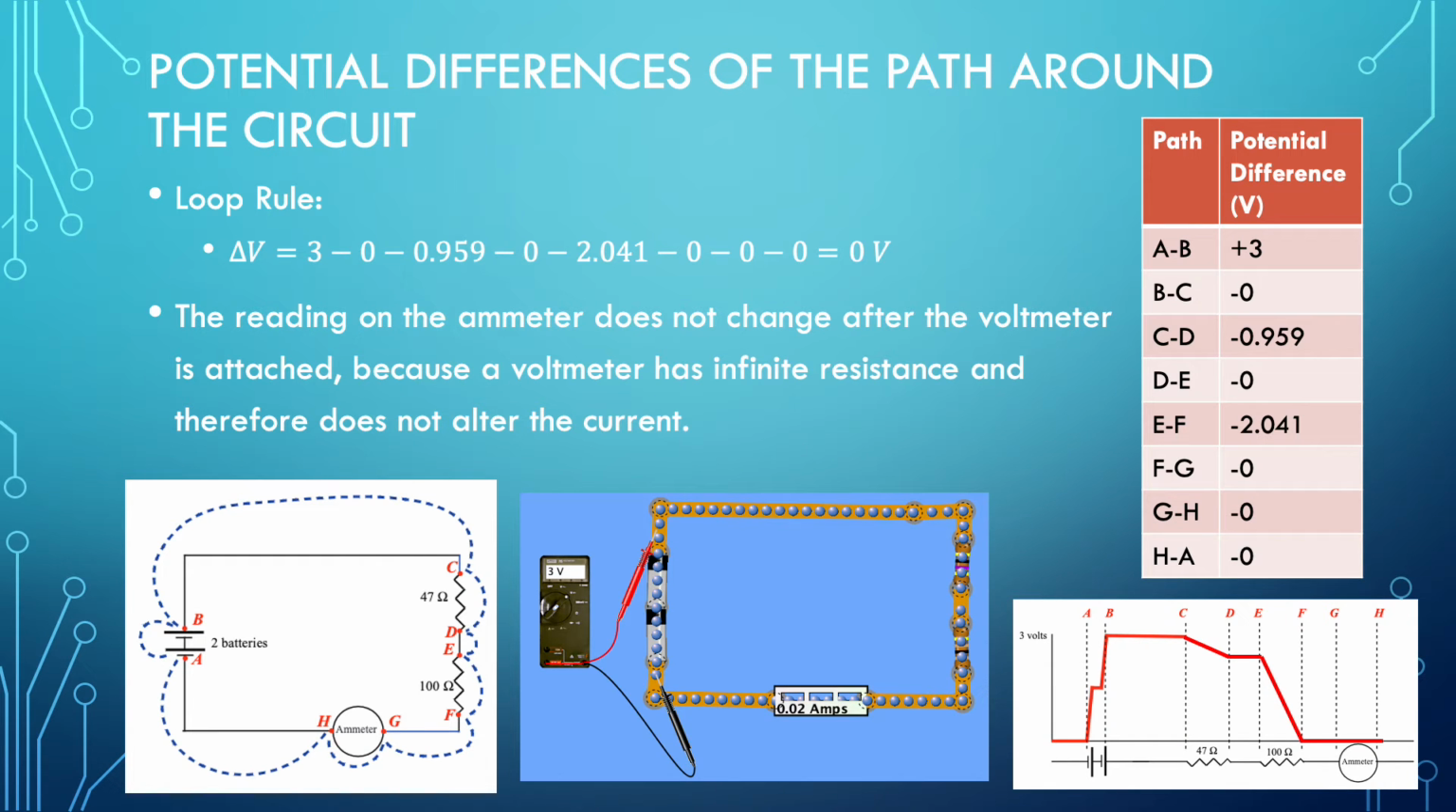Next, I utilized a voltmeter to measure the potential differences around the circuit according to the schematic shown in the bottom left of the slide. I utilized the loop rule to verify that the sum of the potential differences around the circuit was zero. Here, it's important to note that the ammeter reading doesn't change when the voltmeter is attached because the voltmeter has infinite resistance, so the current remains the same.